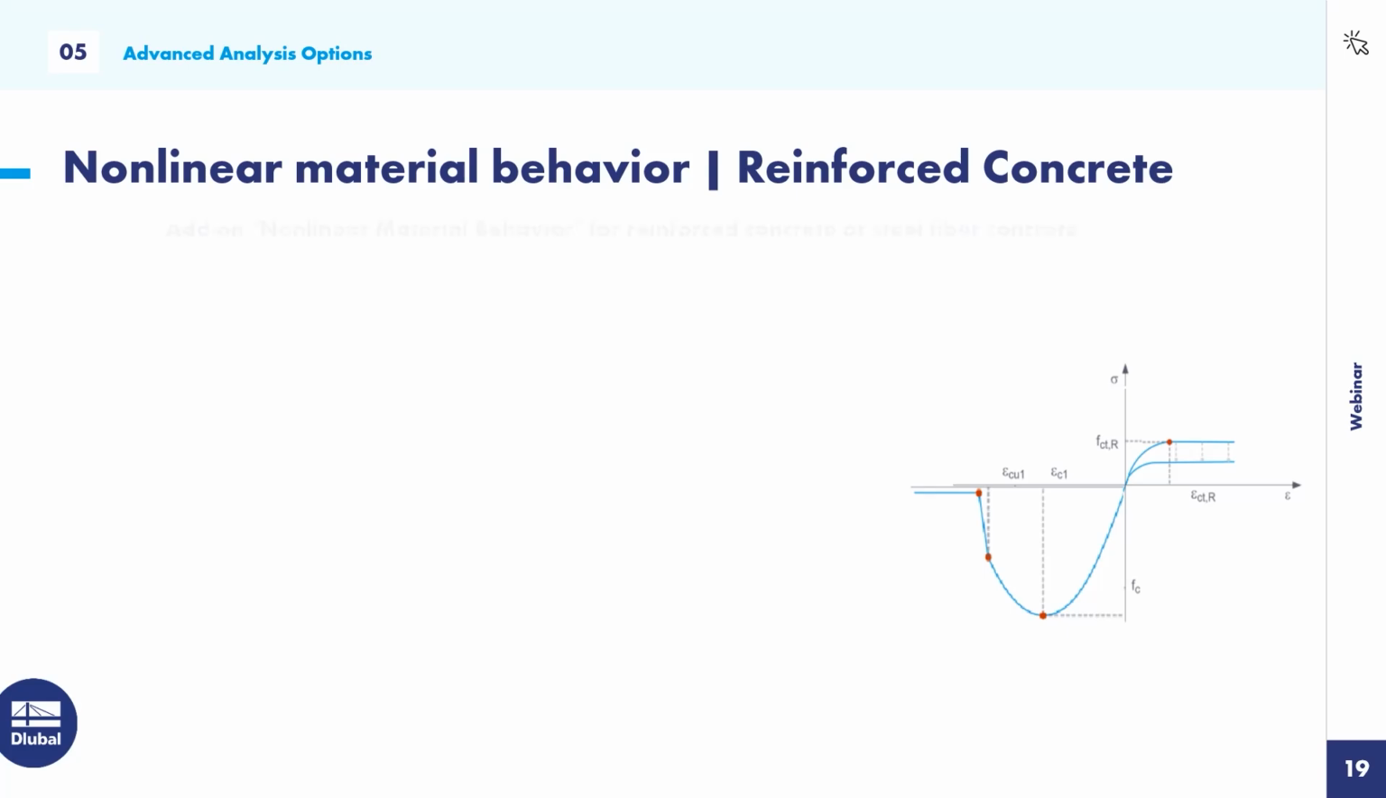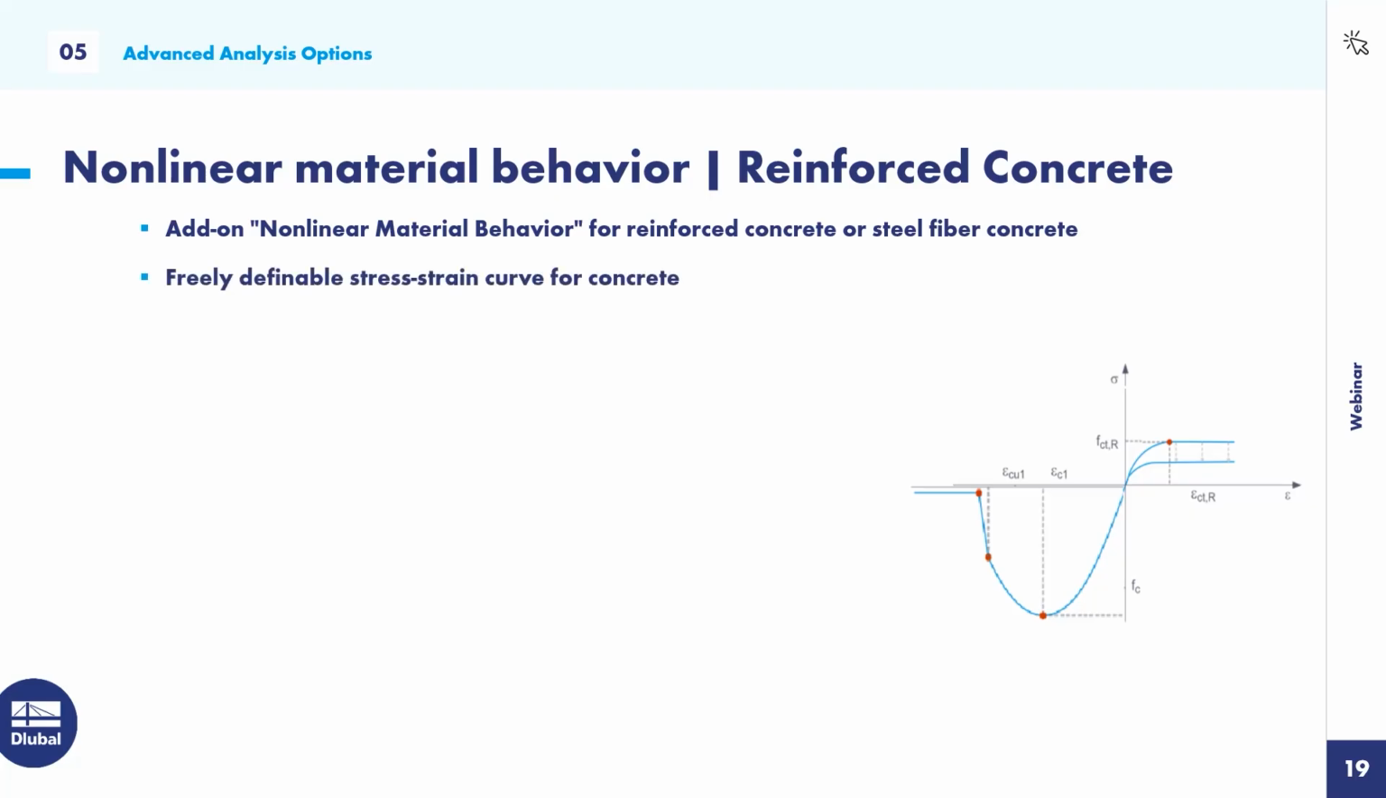So how is it now in RFEM 6? In RFEM 6, we have this nonlinear material behavior in the add-on Nonlinear Material Behavior, and this means it's included. This add-on includes also other material models for steel, for timber, and so on, or masonry. So we have here a full package which you can use. And also the nonlinear material behavior for reinforced concrete or steel fiber concrete is included there.